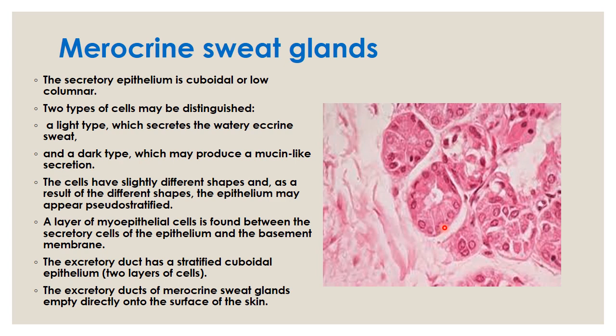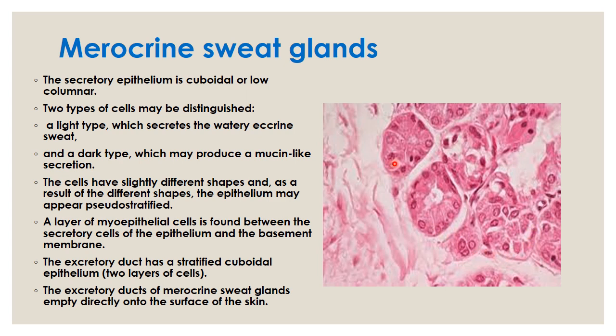The secretory epithelium of the merocrine or eccrine sweat glands is simple cuboidal or low columnar. There are two types of cells which can be distinguished in the secretory alveoli of the sweat glands. The light staining cells are tall columnar, low columnar or cuboidal cells, and they will secrete the watery eccrine sweat, whereas the dark staining cells will secrete mucin. The cells vary in shape and size.